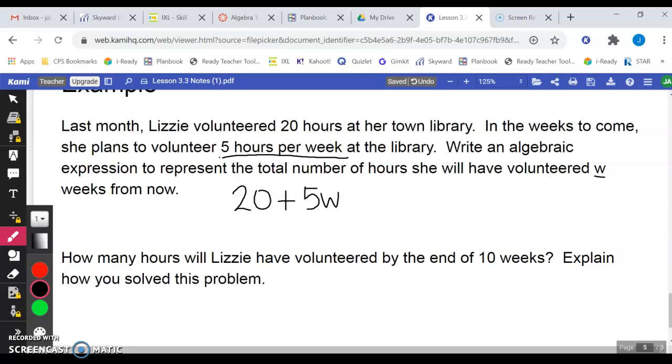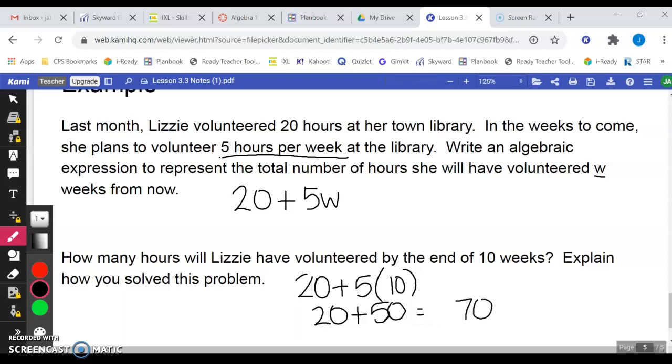Then it says, how many hours will Lizzie have volunteered by the end of 10 weeks? Explain how you solve this problem. Well, W stands for week, so we're just going to plug 10 in for that W. So I end up with 20 plus 50 because multiplication comes first in the order of operations. So after 10 weeks, Lizzie will have volunteered 70 hours.